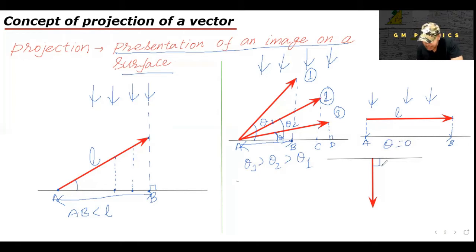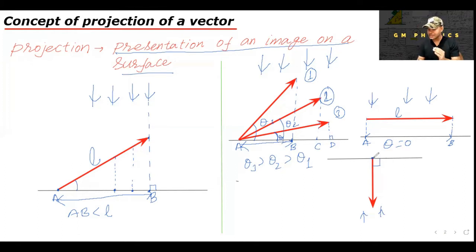Here in this case, the angle is 90 degrees. If you project this arrow onto this surface, the black one, what are you going to get? You are going to get nothing. A point will be formed at this point. There will be no length, no breadth. Mathematically, a point means no length, no breadth, no width, nothing, right? So in this case, the image length will be 0.